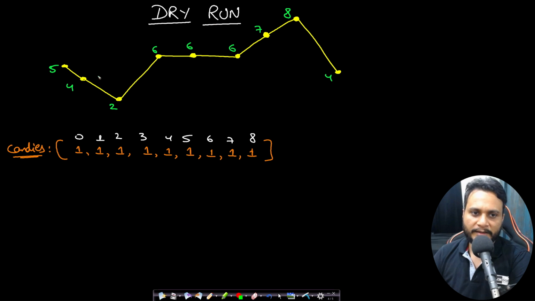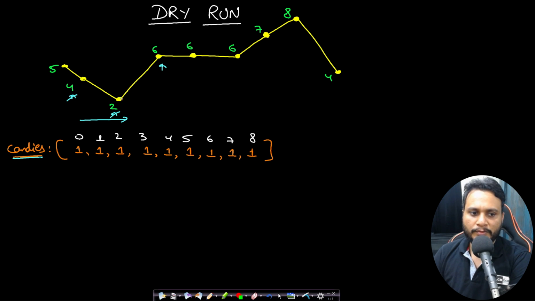So let's look at the dry run. I have given the ratings in the form of a graph, and if you look at the candies, I am assigning 1 candy minimum to all the children. And now I will be doing the first parsing from left to right. If you do left to right parsing, you compare 4 with 5. Is it larger? No, so no change. 2 with 4. Is it larger? No change.